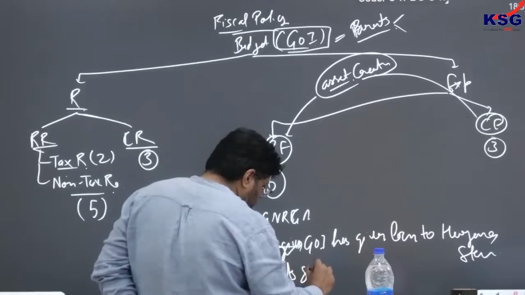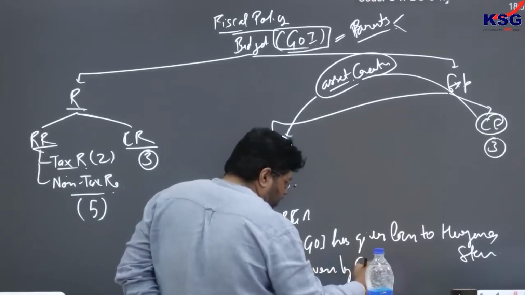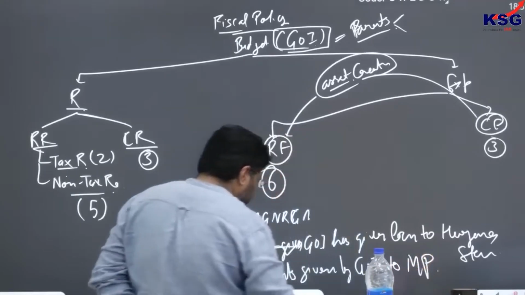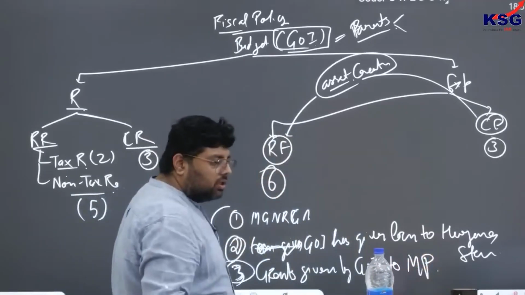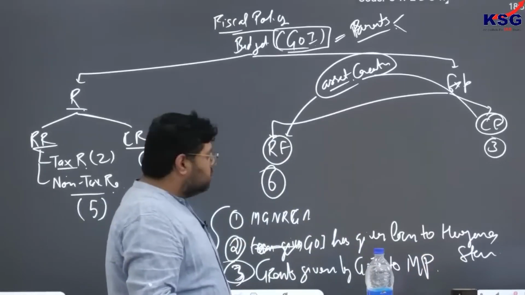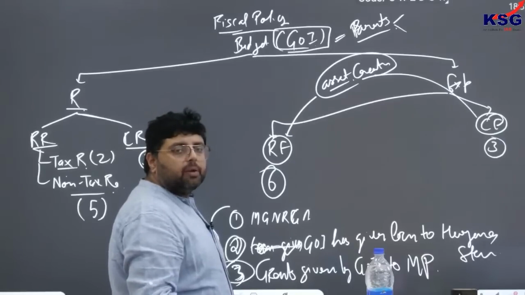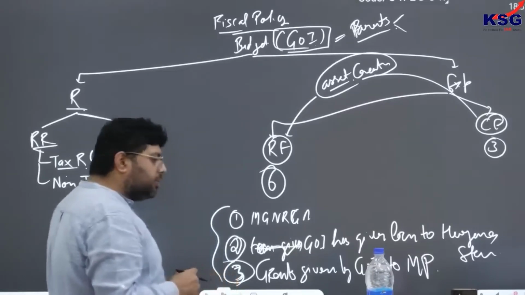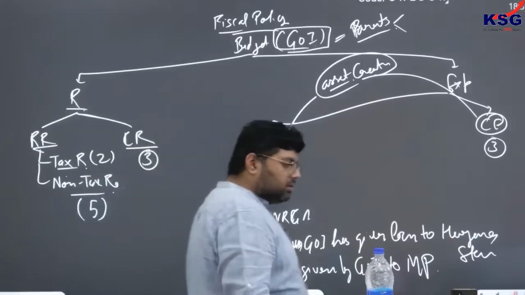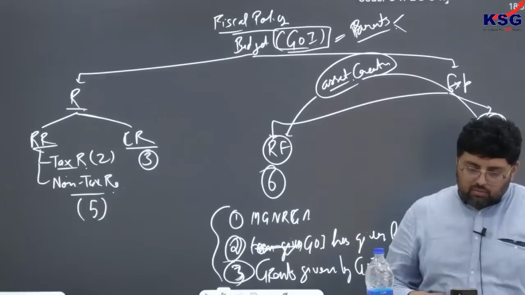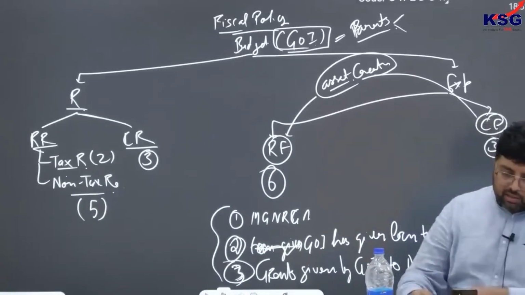Grants given by the Government of India to Madhya Pradesh. If these 3 statements are written in front of you and they ask you which of the following is or are part of revenue expenditure, what will your answer be? Please tell me.